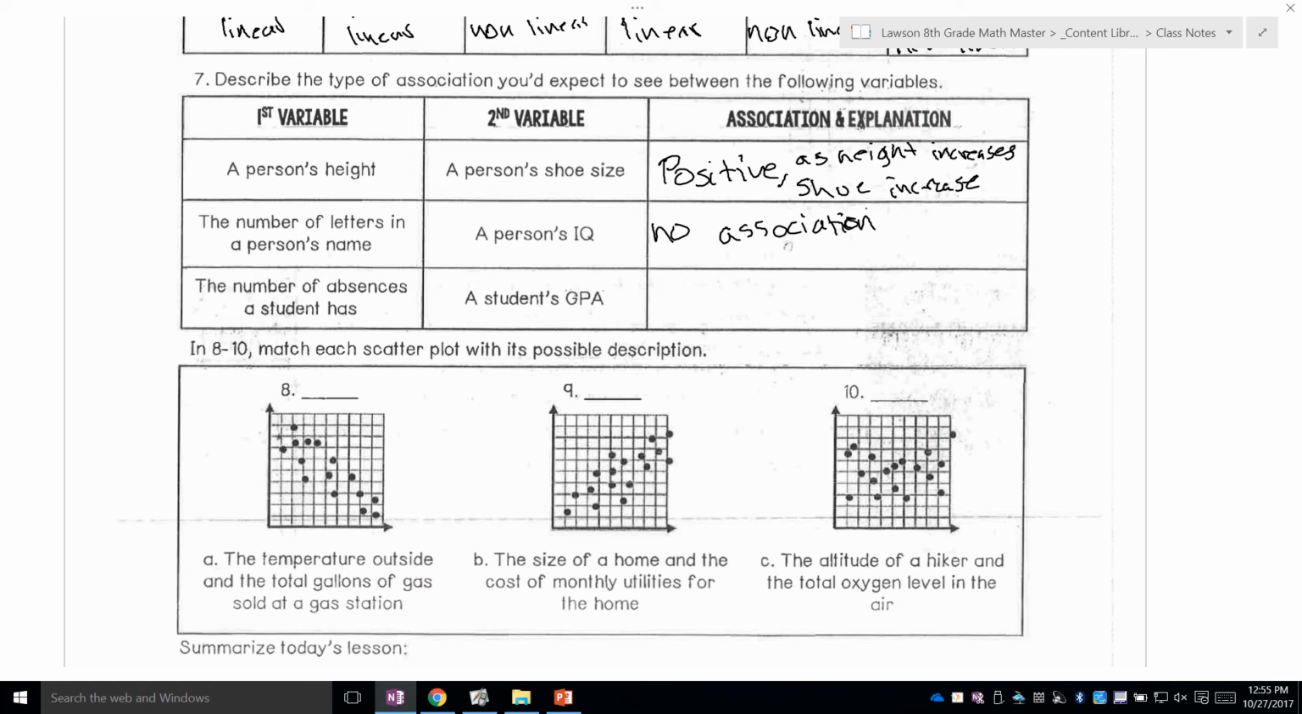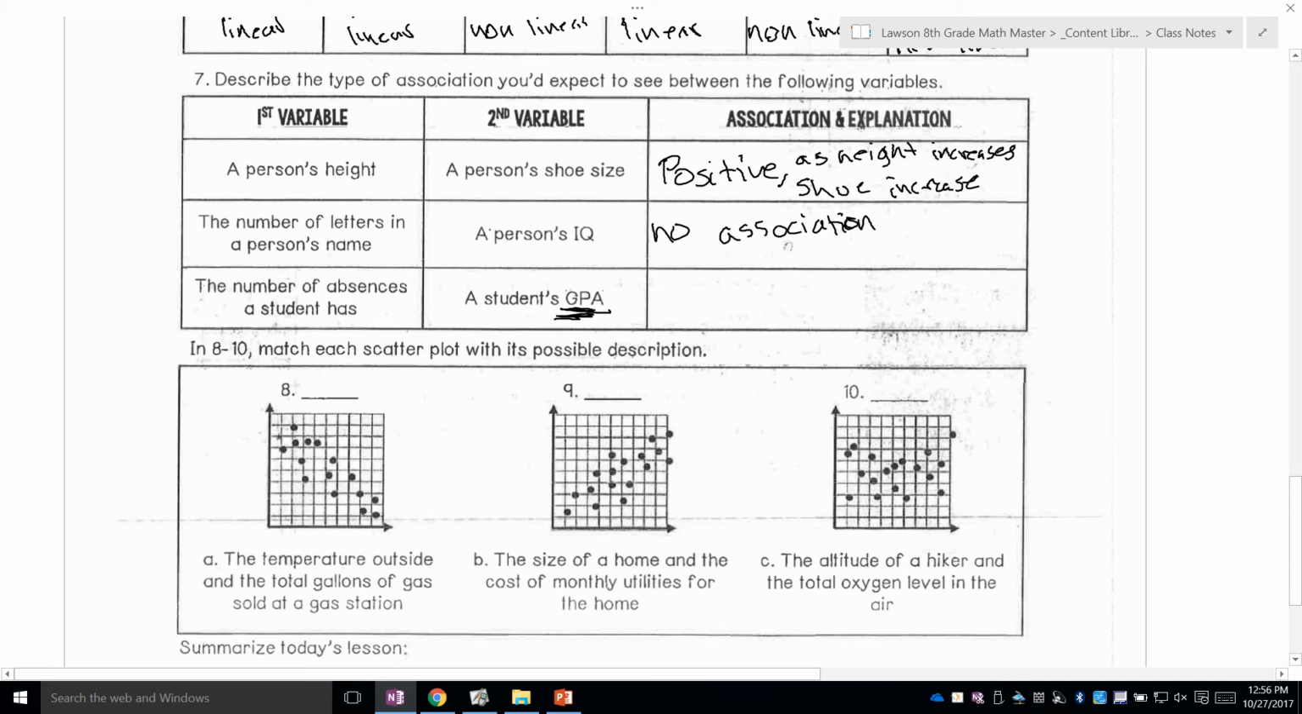And then this third situation says the number of absences a student has and then a student's GPA. You might not know what GPA is, but it means grade point average, so your average in the class. If you think about it, the more often you miss your class, your GPA is probably going to suffer because you're going to miss the lessons, you're going to miss activities, you're going to miss opportunities to talk to me about work that you have or questions that you have. Fortunately, I'm trying to make videos, so that might not be as true in my class, but overall, the more you're absent, the lower your GPA is going to be.